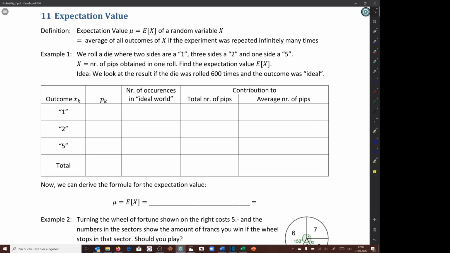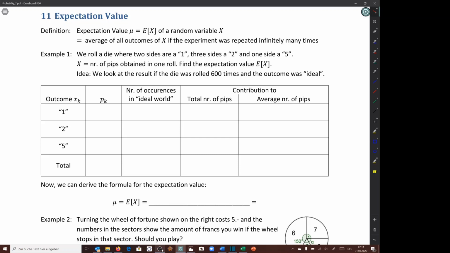By the expectation value of a random variable x, we mean the average outcome of x if the experiment was repeated infinitely many times. We use for the expectation value the expression E(x), and often we write briefly the Greek letter mu. Let us explain this idea with the following experiment.